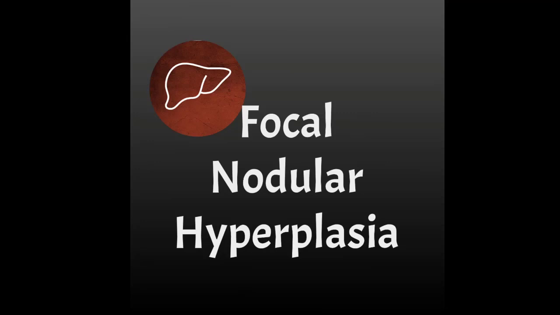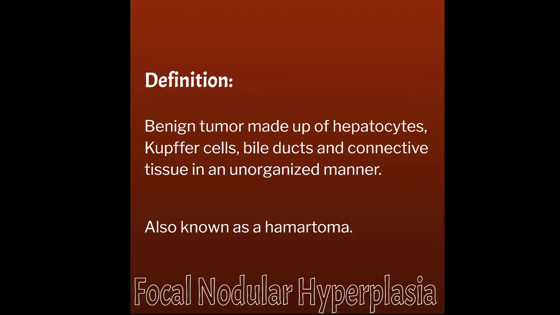All right, our next pathology then is focal nodular hyperplasia, often abbreviated down to FNH. So FNH is a benign tumor, and this is where it's important. It's made up of hepatocytes, Kupffer cells, bile ducts, and connective tissue. So it's made up of everything that you can find in the liver. It's all going to be kind of blobbed into this weird ball of tissue, and that's going to make up our focal nodular hyperplasia.